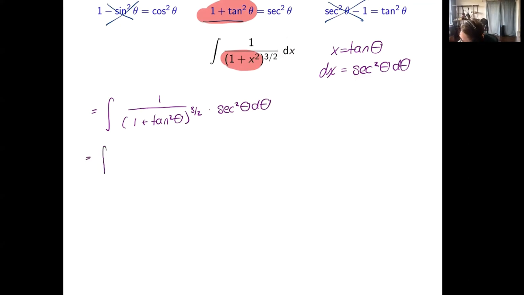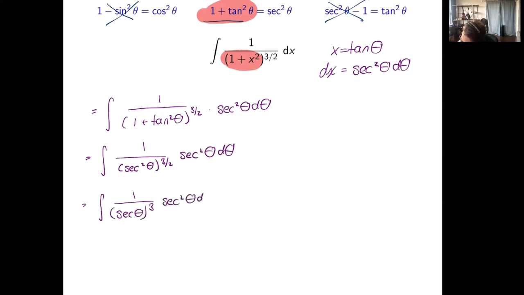Now, the reason I wanted to do this is because now I can use my trig identity in the denominator. 1 plus tan squared is the same as secant squared. So this is secant squared theta raised to the power 3/2 times secant squared theta d theta. And the reason why I wanted to do that is now this root and this power 2 are going to cancel out, and we'll be left with 1 divided by secant theta cubed times secant squared theta d theta.